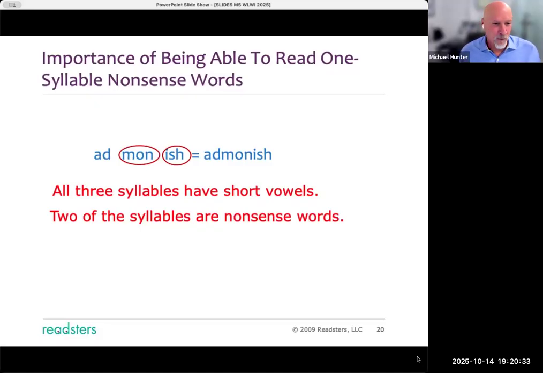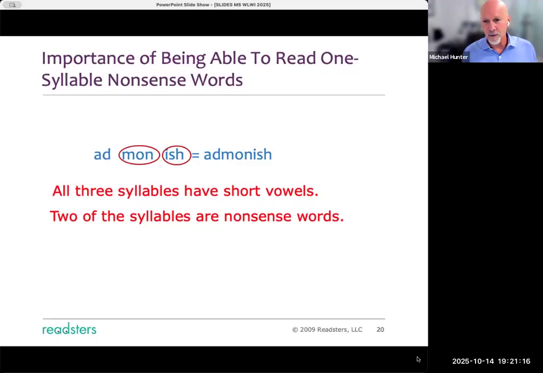There are two reasons. One is that if they can do it automatically, then we know that they can read their CVC words, and it can be used for assessment. But the real reason is that when you read an unfamiliar multisyllable word like sesquipedalian or admonish, some of the syllables in the word that you're going to need to read are nonsense words. They're not real words. So in admonish, that can be a real word, but mon and ish by themselves are simply nonsense CVC spelling patterns. So if students can't automatically read nonsense, then they're going to struggle reading the multisyllable words.